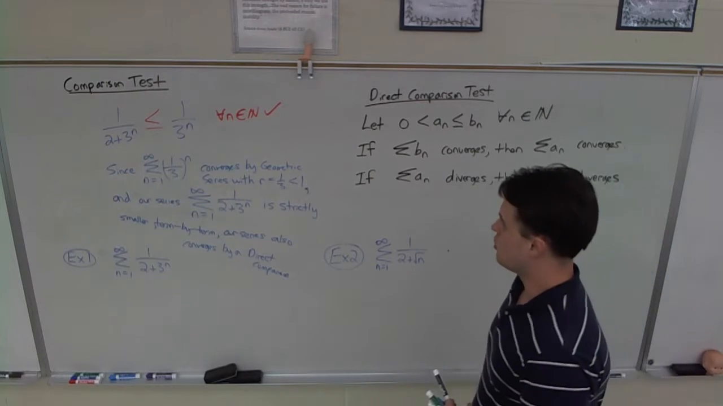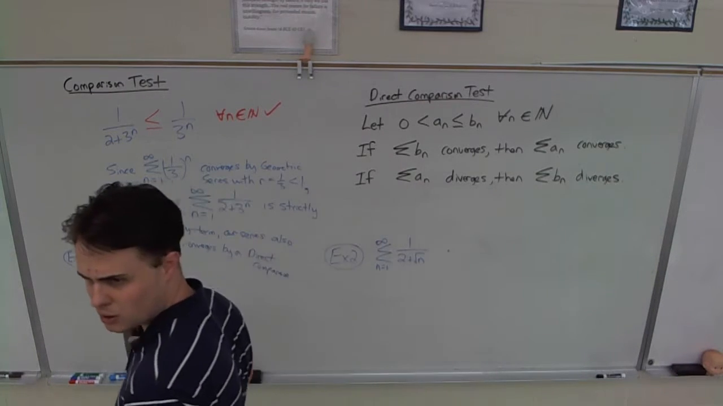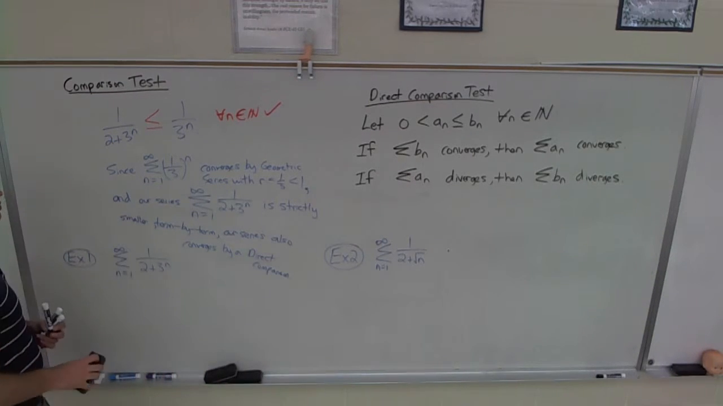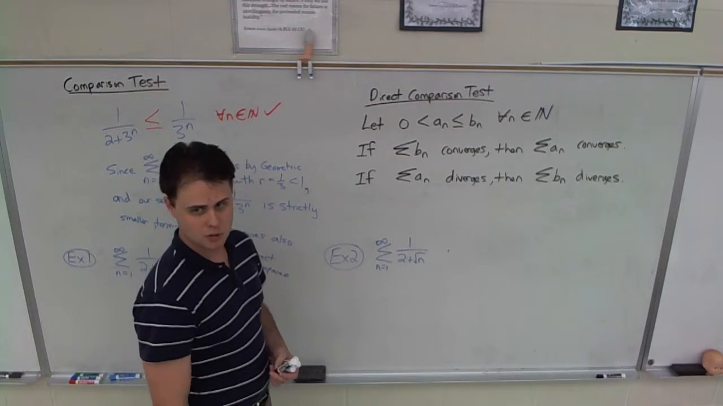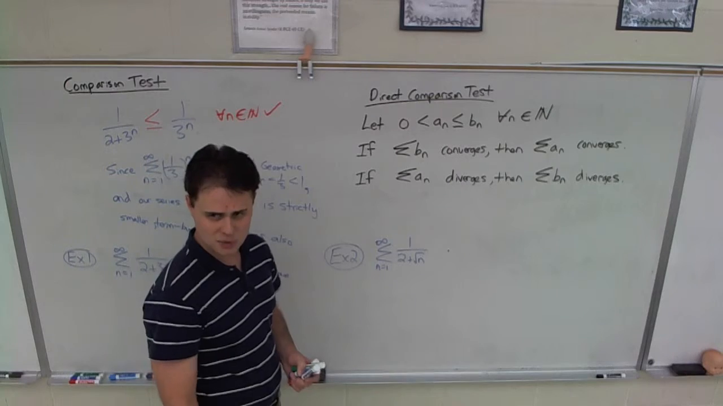So what do you guys want to try to compare that one to? Can I erase this? I'll leave it up for a second. So, 1 over what? 1 over square root of n. Same strategy as last time. Let's see if it works.